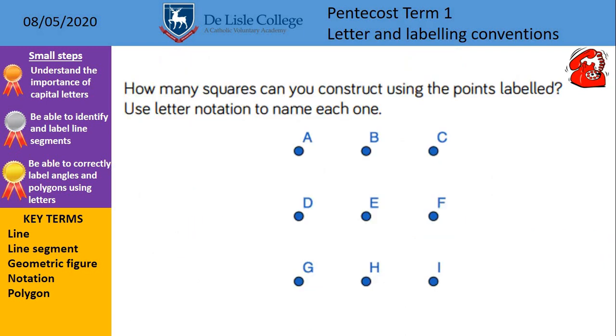Another one of these. How many squares can you construct using the points labelled, and use letter notation to name each one? So you might go A to B, BE, ED, and then DA for a square, and you can label that as ABED as your square. I want to see, if you pause it there, how many you can make. Okay, having a go, I believe, and correct me if I'm wrong here, we should be able to get 14 squares on there. Let me know if you've had any more than that.